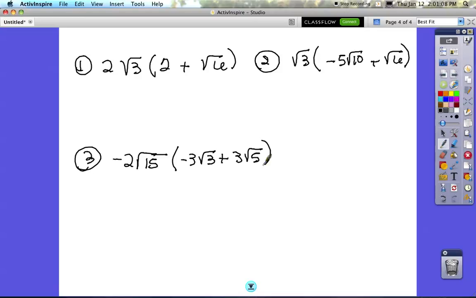That's on number 2, that's a 6. Square root of 3, parentheses, negative 5, square root of 10, plus square root of 6.